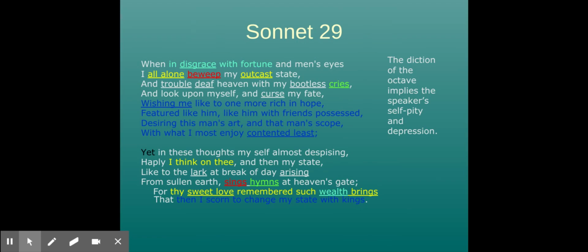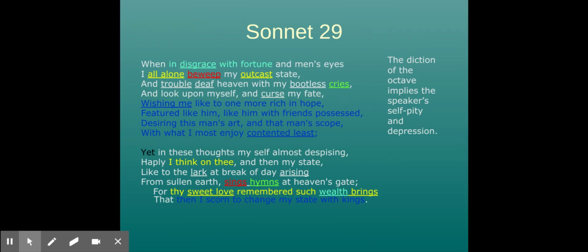For thy sweet love remembered such wealth brings. So thy sweet love, when I think about your love, that gives me such wealth that I would scorn to change my state with kings. I wouldn't change places with a king because I have your love and when I think about your love.